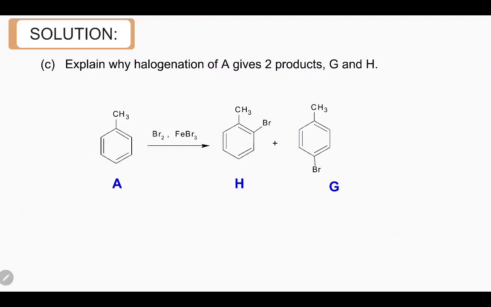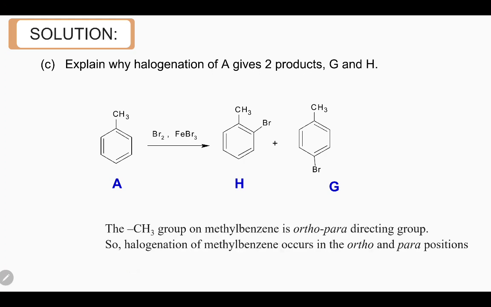Question C. Explain why halogenation of A gives two products, G and H. So, the methyl group, which is already substituted onto the benzene ring, is an ortho-para-directing group. This means that the other substitution that occurs after it will be directed to the ortho and para positions. In this case, you will get a mixture of two major products which has bromine substituted at the ortho position and also bromine substituted at the para position.